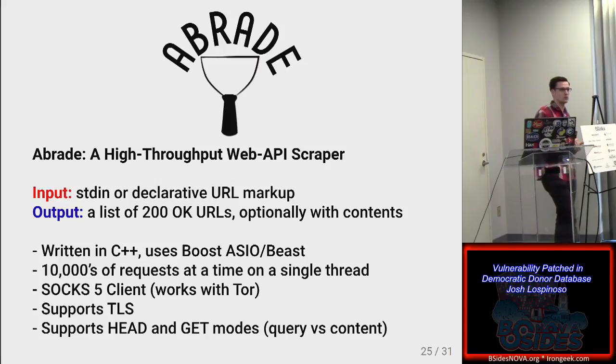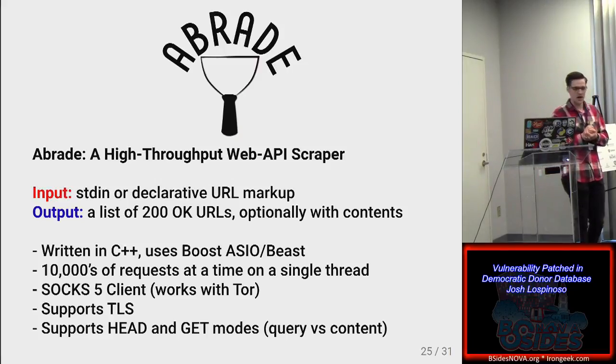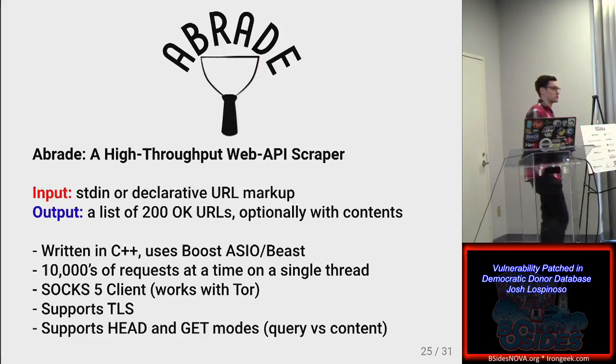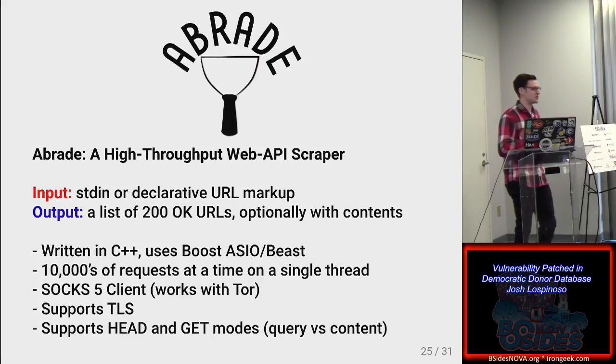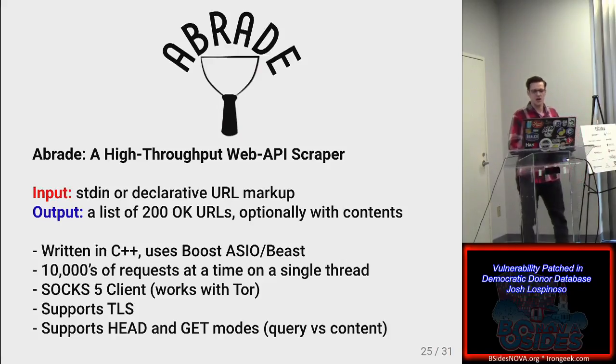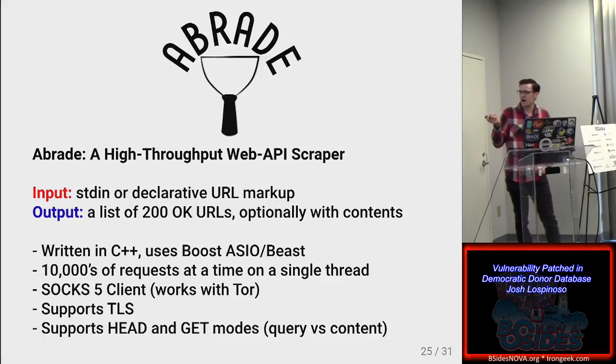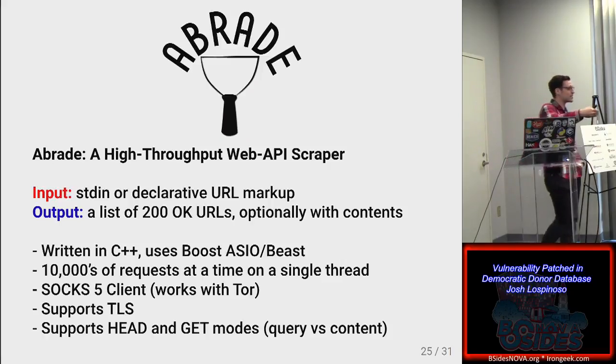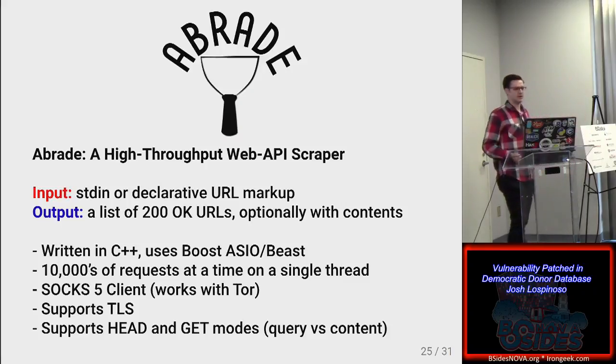So if you run a local Tor instance on your box, you can connect Abrade through Tor and then gain the advantage of spamming the service from hundreds of exit nodes rather than from your house, for example. It supports TLS. Depending on whether you're interested in the content of those URLs or just whether that URL is valid or not, you can really speed things up by only sending a HEAD request, because it won't have to pull all the data down.